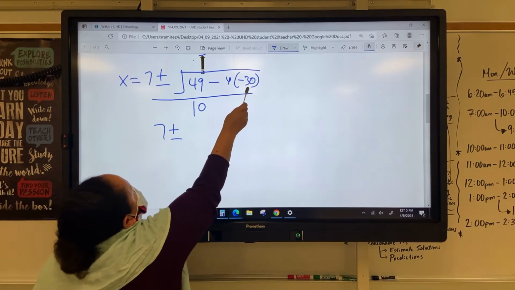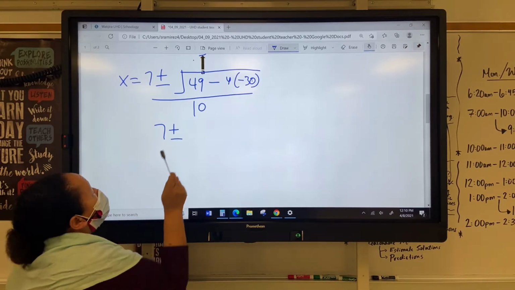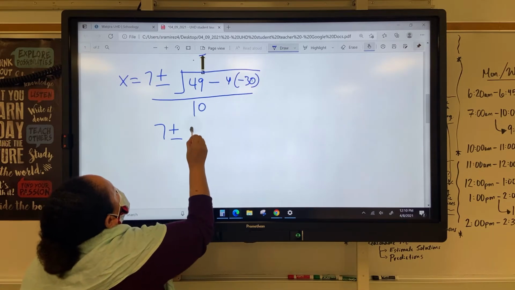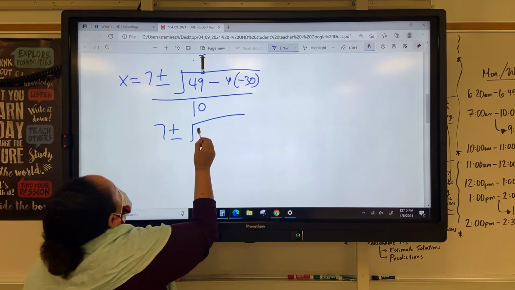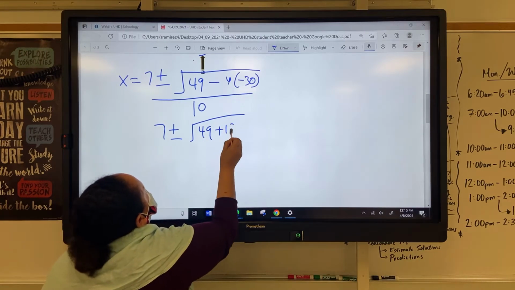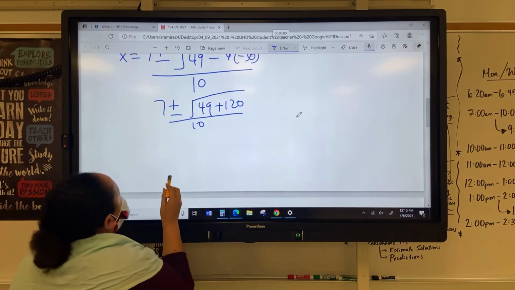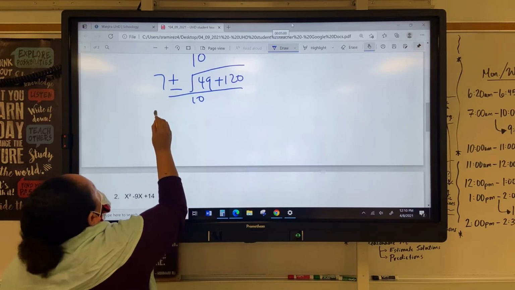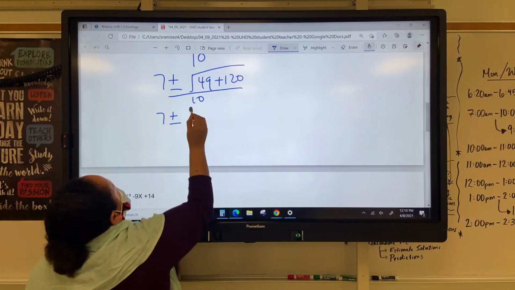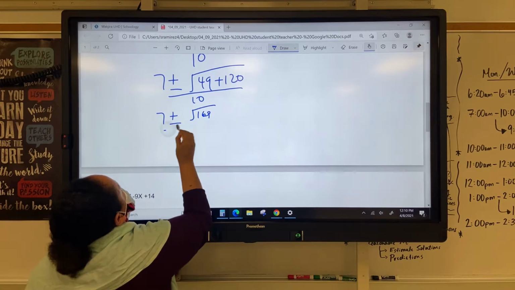Then we have 7 plus or minus. When you multiply this, 4 times 30 is 120. You can use your calculator to calculate that. -30 and minus is going to make it plus. It is still in the square root. This is 49 plus 120 over 10. Then we have 7 plus or minus this 49 plus 120, it is 169 over 10.